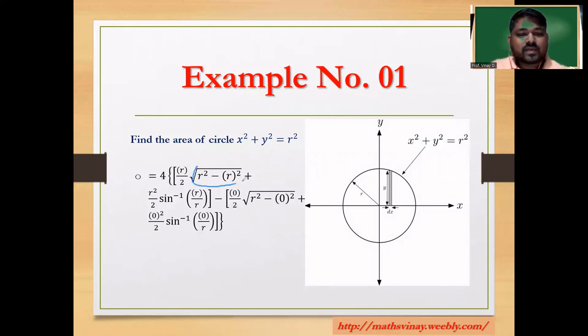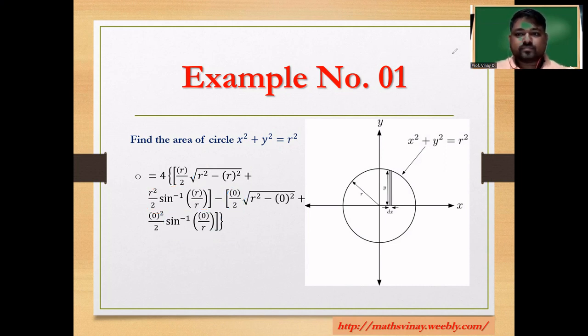Now here you can see that r square minus r square is nothing but 0. That means the whole term is 0. Also, r by r is 1, so it is sine inverse of 1. And this term is also 0, and also this term is 0. That means we have only one part, which is r square by 2 into sine inverse of r by r, which is sine inverse of 1.